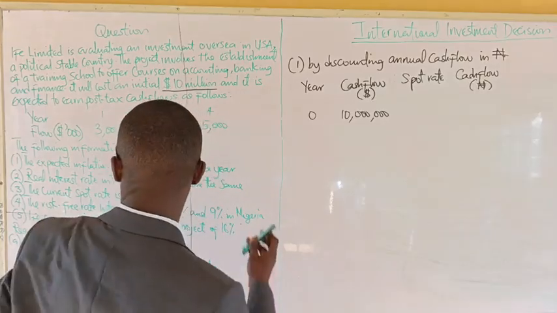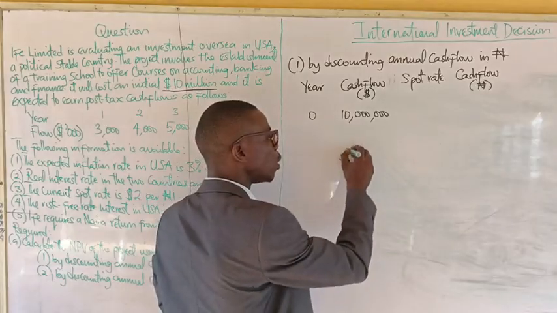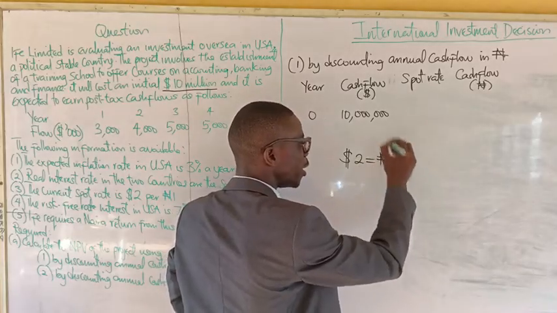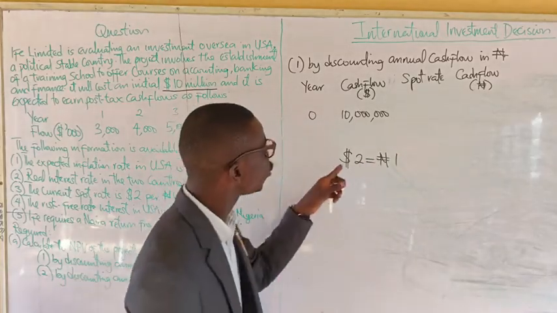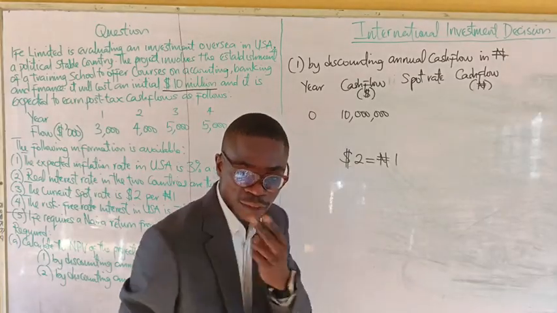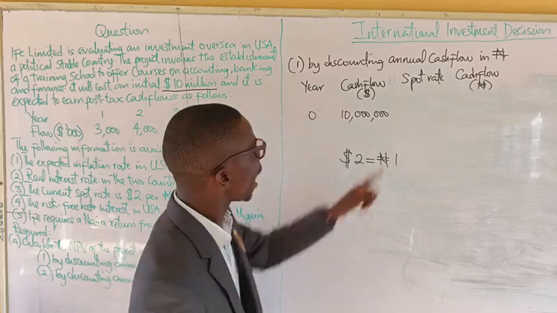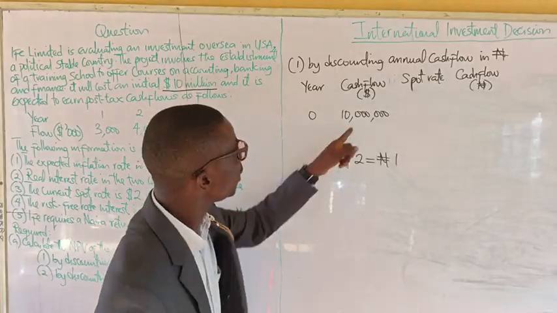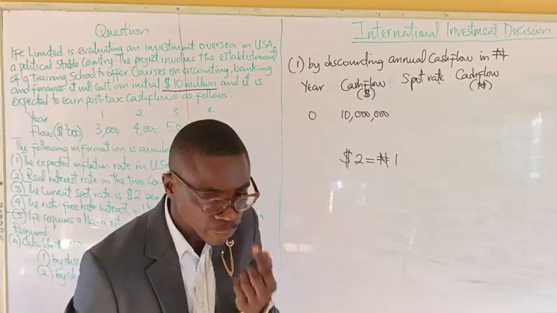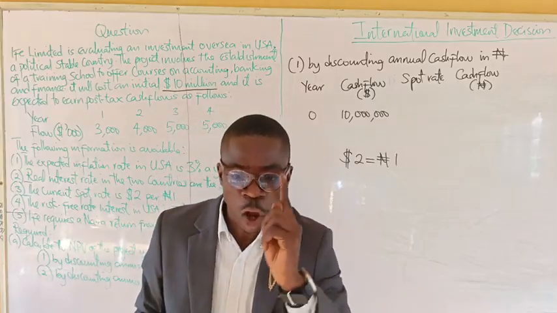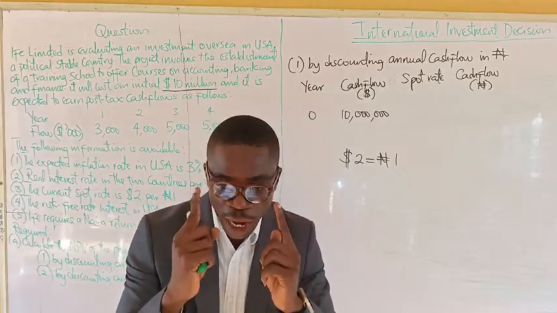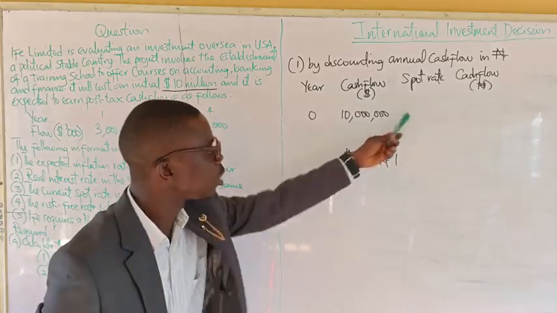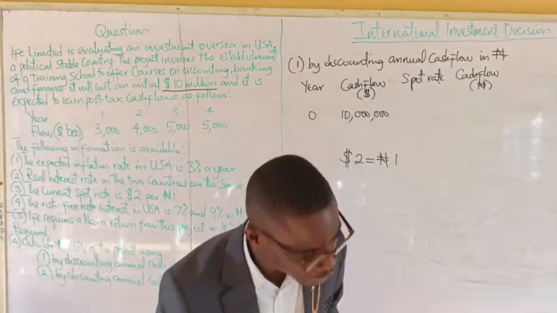Don't forget that they are giving us, look at it, don't mess it up. They said $2 is equivalent to 1 naira. Are you going to use 2? Don't forget they are converting it to naira. You are saying this is in dollars. So how much is $1 equivalent to in naira, so that you can multiply it? Are you getting what I'm saying?